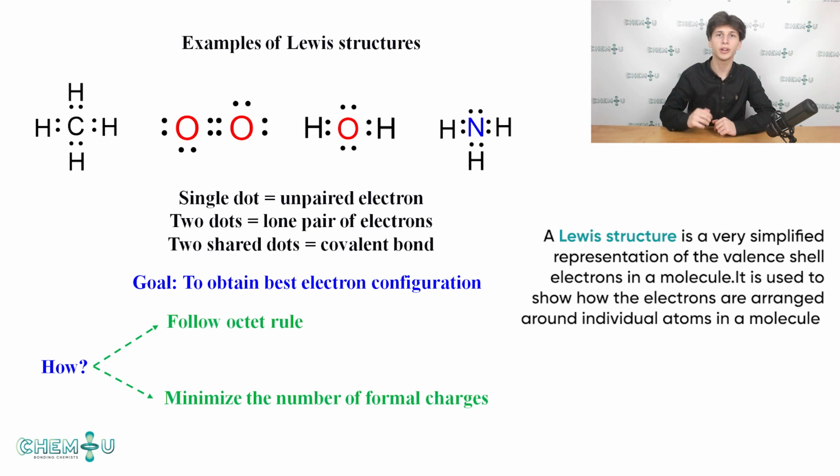While drawing the correct Lewis structure of a compound, the goal is to obtain the best electron configuration. It means that the octet rule is followed and also the formal charges need to be satisfied. It is reasonable to look at the octet rule first and then move to the formal charges. Let's try to describe some well-known molecules using Lewis symbols.